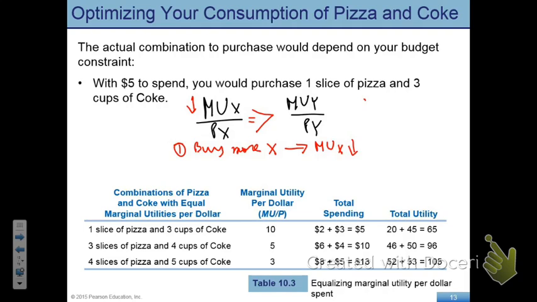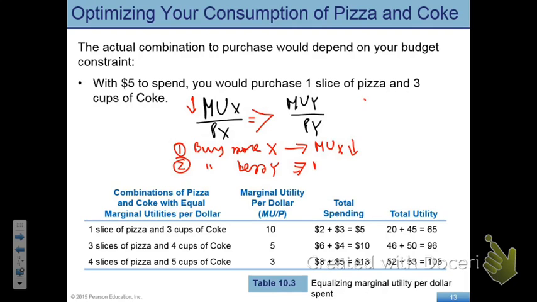But that's not the entire story. There is a second part of the story which is equally important. When you buy more of X, what happens to your purchase of Y? When you buy more of X, how much of Y can you buy? When you buy more X, you buy less Y, right? Because you have a budget constraint. If you buy more X, you buy less Y.